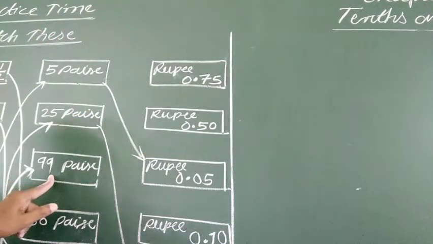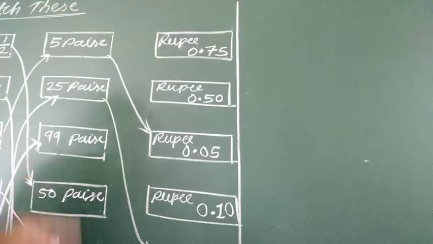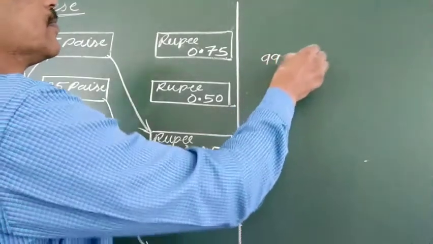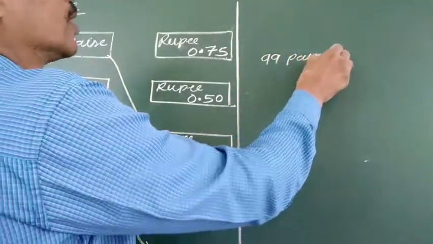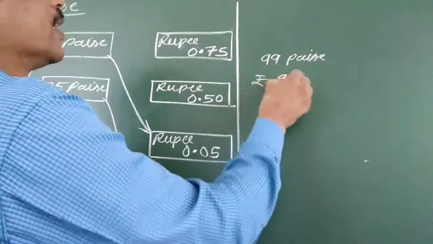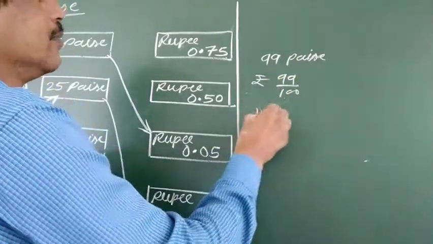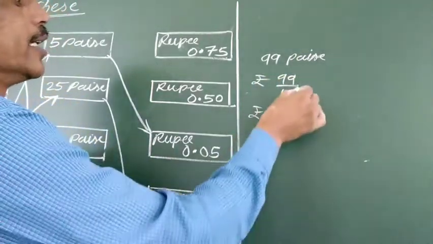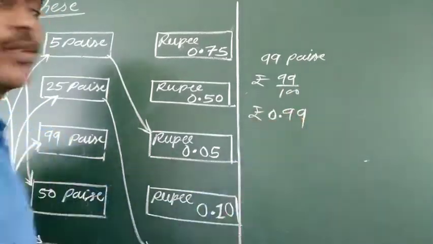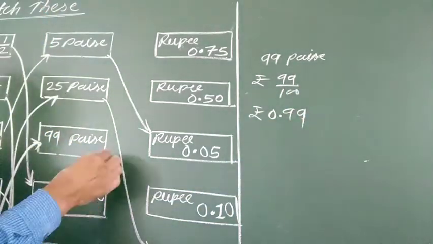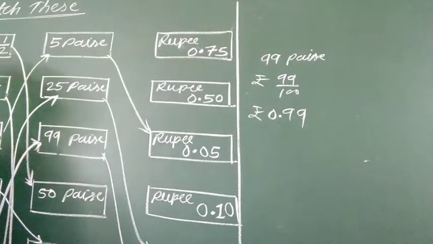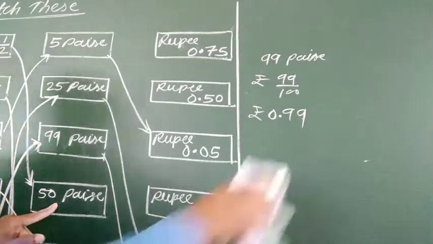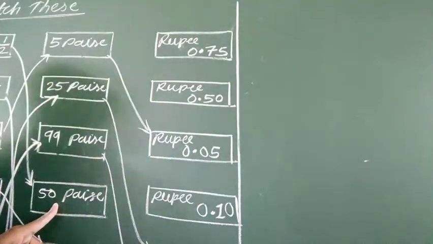Then next, see 99 paise. What is this? 99 paise is rupees 99 by 100. Yes, it will be what, beta? 99, 1, 2, decimal is 0. So 0.99. Then 50 paise. See, it is 50 paise.